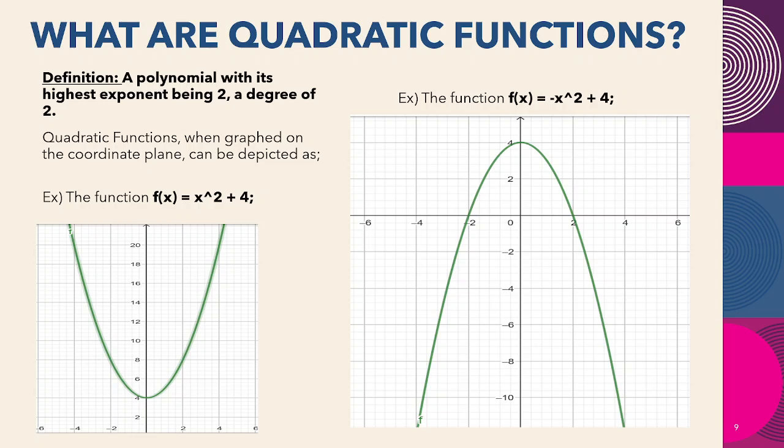We can see the quadratic function is going up as it has no negative sign in front of the variable x. And in our second example, the function f of x or y is equal to negative x squared plus 4. We can see the function in the shape of a U going down as it's negative.